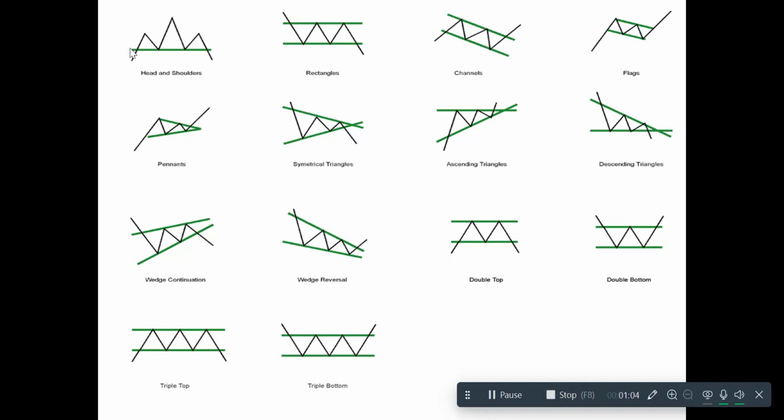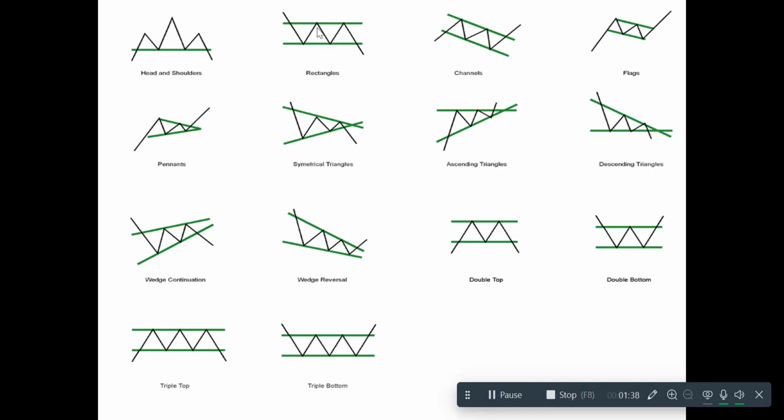This is called the neck, and how this plays out is price forms one neck and two shoulders, and when price breaks this level, we expect price most times to retest it and continue going downwards. So that's what we refer to as head and shoulders. I'm going to show you an example in the next slide.